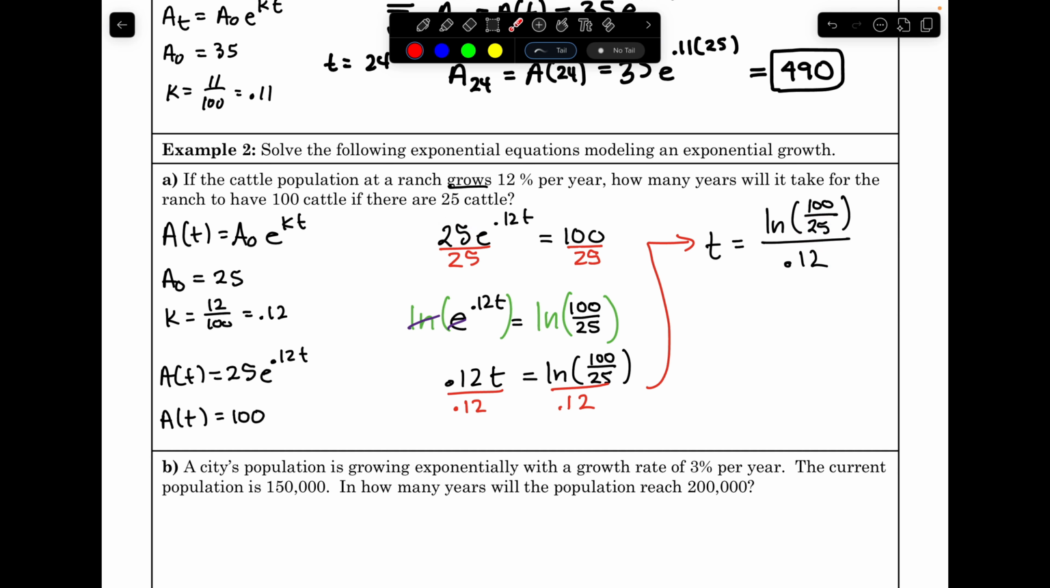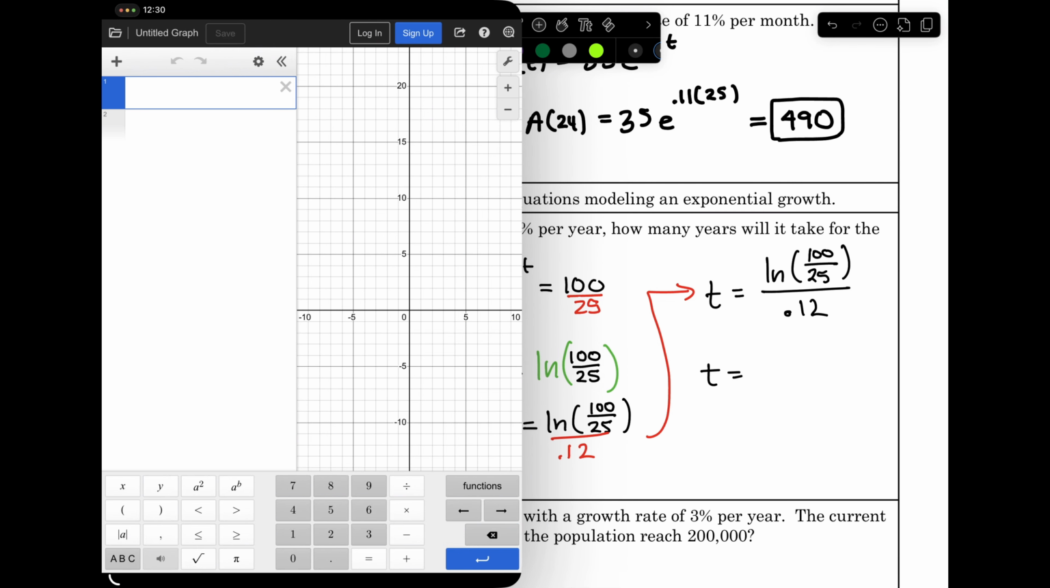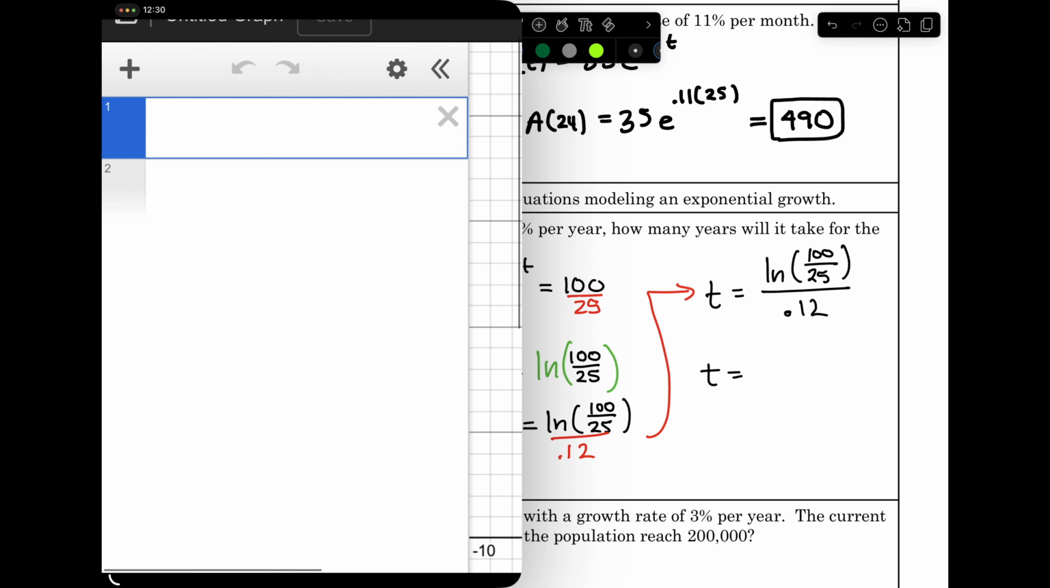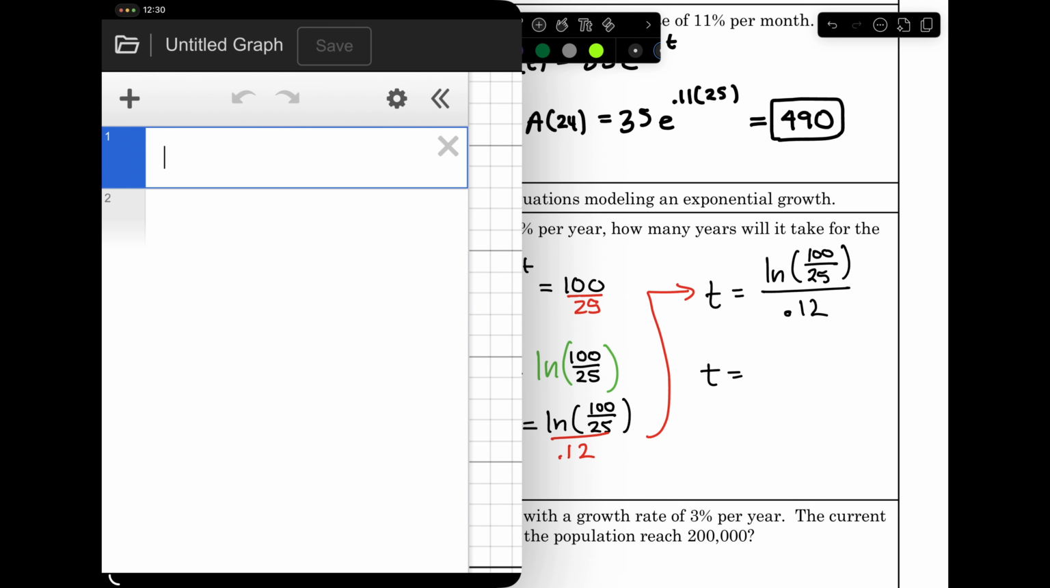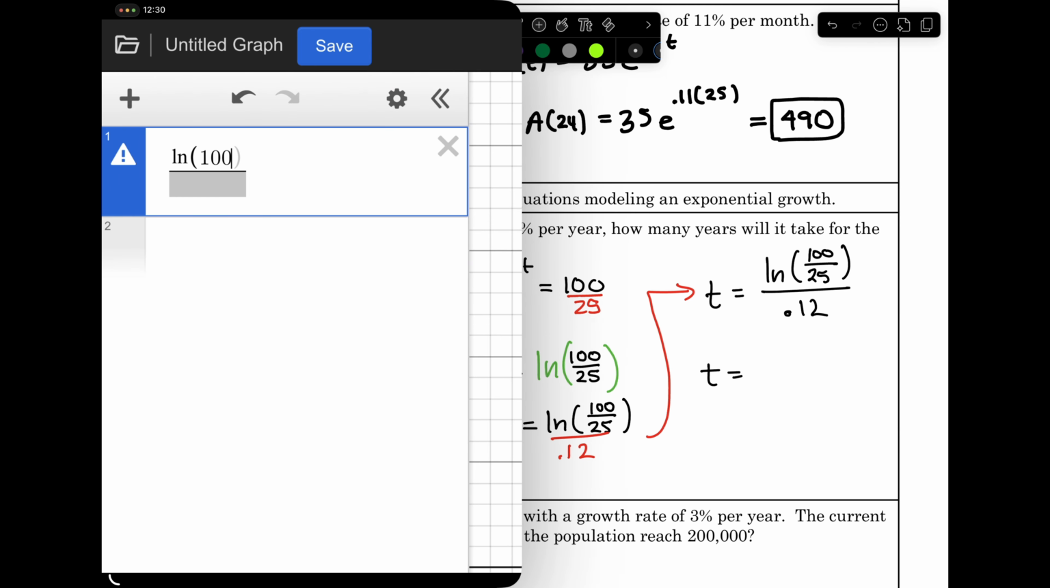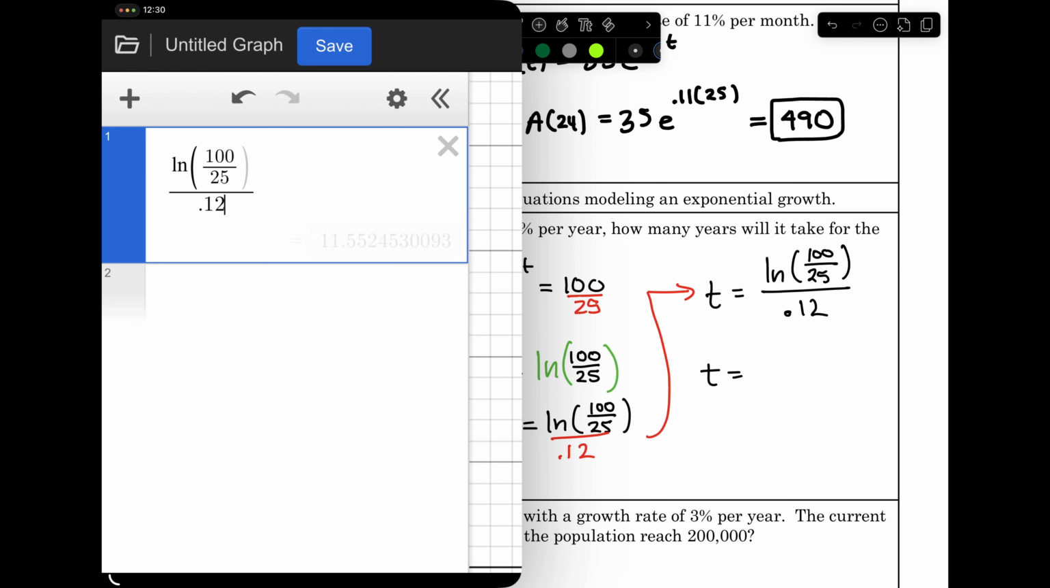So let's now plug this in and see what the decimal value is. Okay, so here we go. We want to type this into decimals. I'll start by first inserting my division symbol, so I have my numerator and denominator. I'm going to type in ln of my ratio of 100 over 25. And then all of that, and pay very close attention to how I'm typing this in decimals, because I've seen people mess this up, gets divided by 0.12.